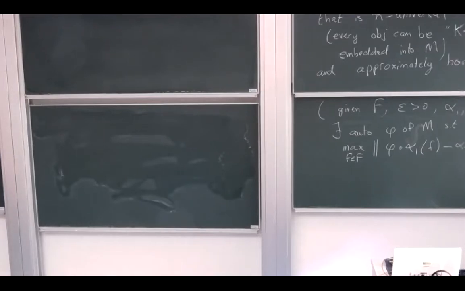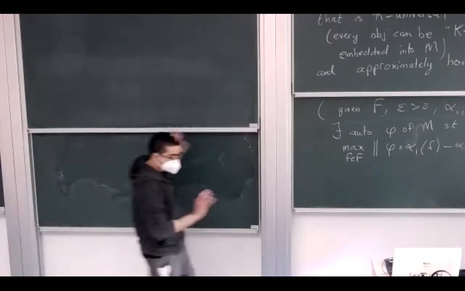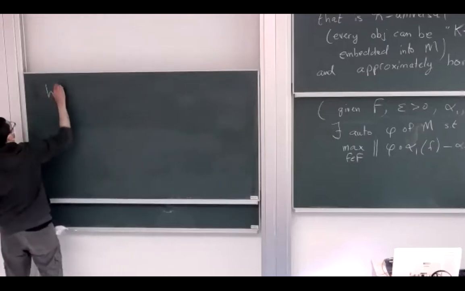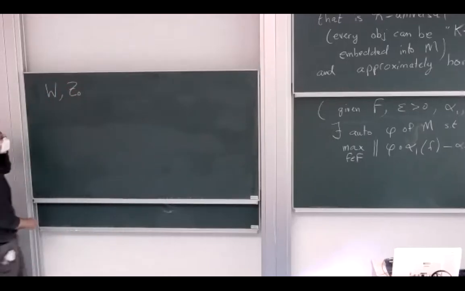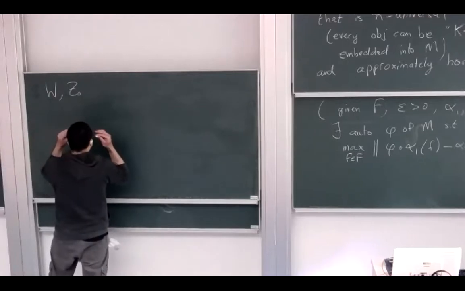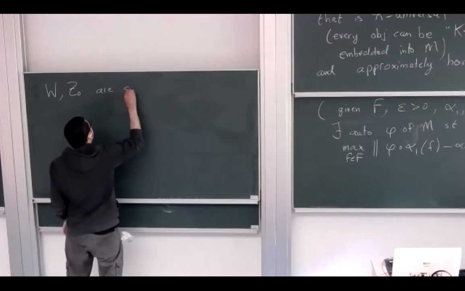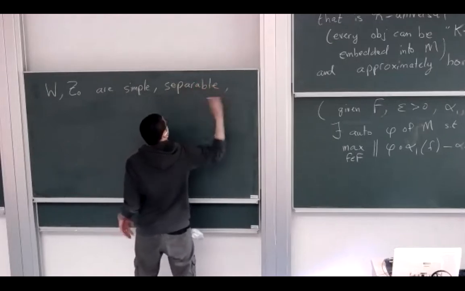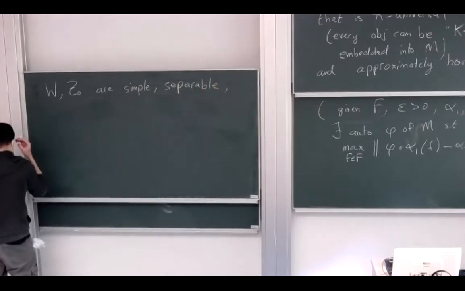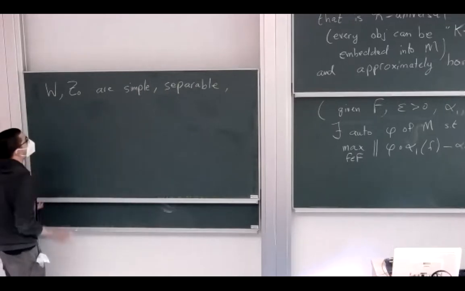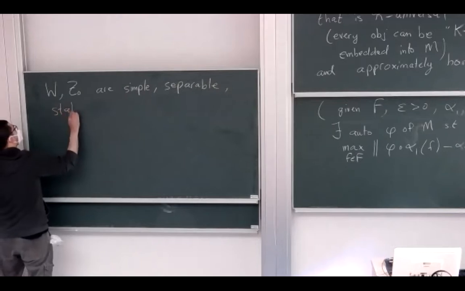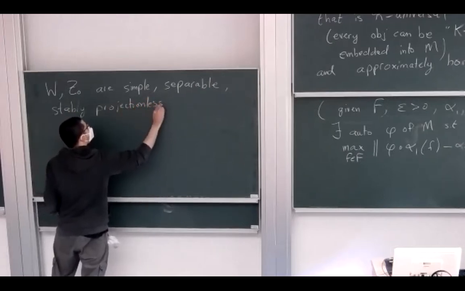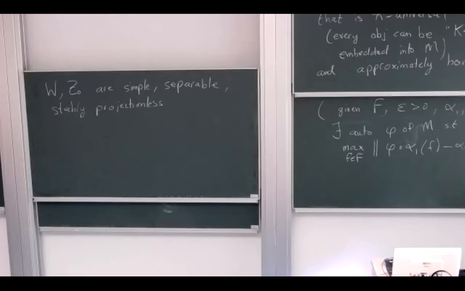So I mentioned in the abstract, I was going to tell you that two specific algebras are Fraïssé limits. And these are the ones that I call W and Z0. So these are simple, separable. They are stably projectionless, meaning that they have no idempotents even after tensoring with the compact operators. And they have finite nuclear dimension, so they are classifiable.